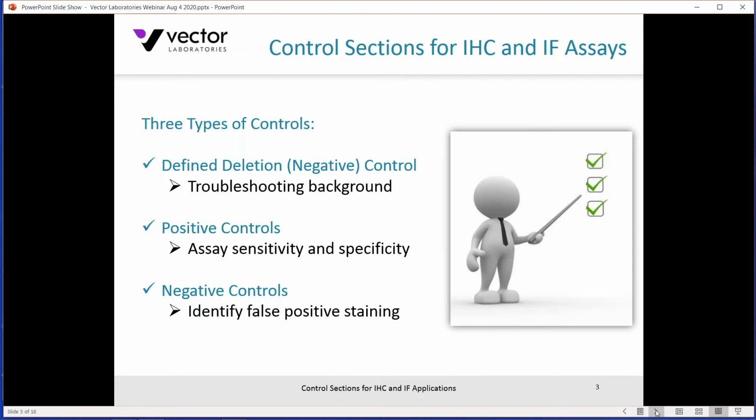Now, this was the focus of our first webinar about 3 weeks ago. So if that's of interest to you, I'd recommend going back and revisiting that webinar on our website after this webinar, of course. For this webinar going forward, we'll be looking at positive controls that help define assay sensitivity and specificity, and also negative controls that help identify false positive staining that may occur in your preparation.